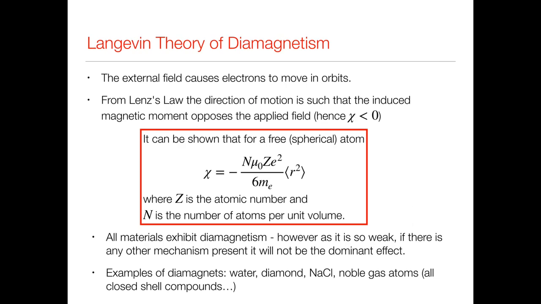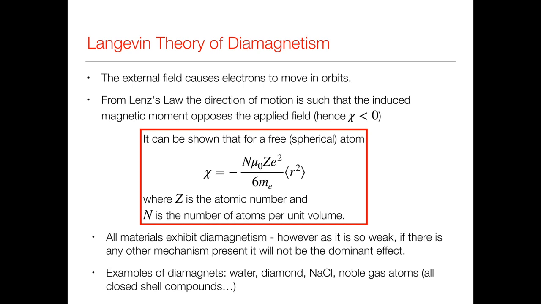So how can we understand what is happening inside a diamagnetic material? The first person to think about this was Langevin, and he did a purely classical description of diamagnetism in atoms. But it turns out that you get exactly the same result as if you do a full quantum mechanical calculation. I won't go through the derivation. I will just quote the result for us.